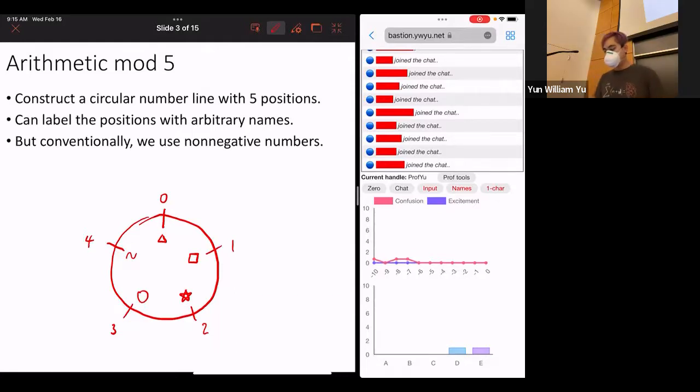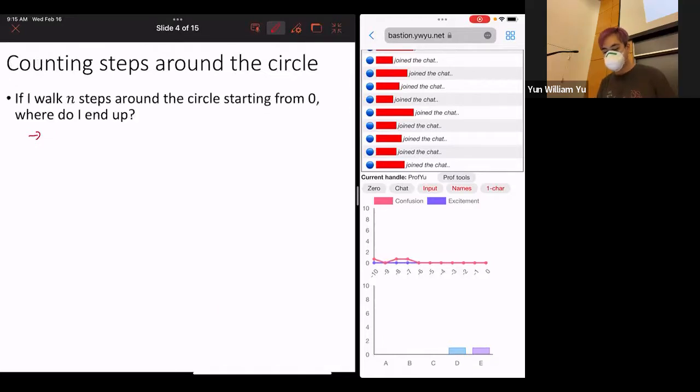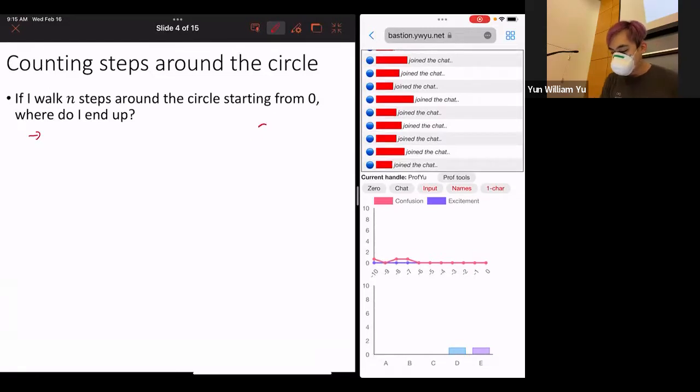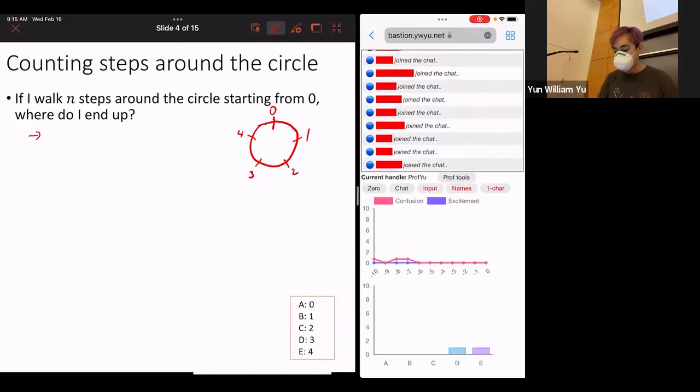And so if we're counting steps along the circle, let's start by asking a simple question. Let me redraw my circle. 0, 1, 2, 3, 4. If I walk n steps around the circle, where do I end up? This should hopefully be a fairly easy question. If I walk 4 steps around the circle, starting from the top, at what position do I end up?